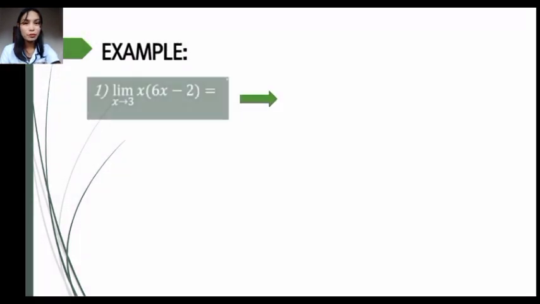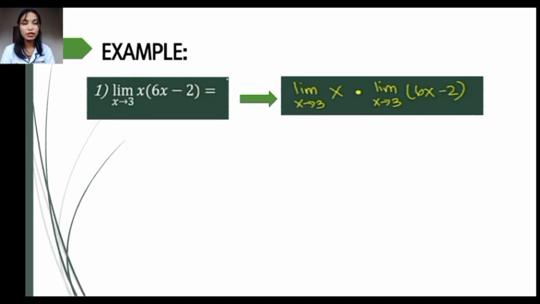Example number 1. We have the limit of x times (6x minus 2) as x approaches 3. So we have to separately get their limits. It will look like this: the limit of x as x approaches 3 times the limit of 6x minus 2 as x approaches 3. Notice that for our second term, or our g of x, we have to break it down and simplify in order to get its value.